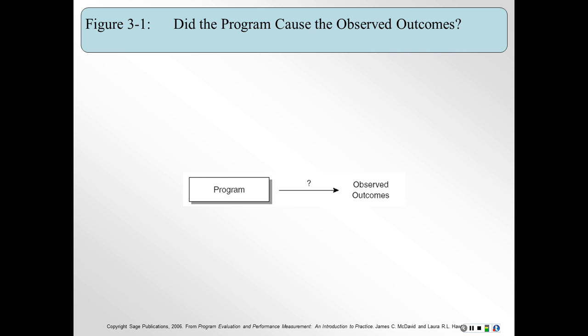Of primary interest, of course, is whether or not the program caused the observed outcomes. So because we're focusing on program effectiveness in this class, our discussions of research designs will concentrate on the ways that designs facilitate or impede our ability to answer these two questions. Did the program cause the outcomes we measured? And was the program the only cause of the outcomes we've measured?